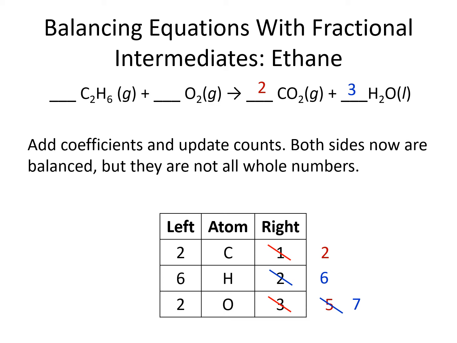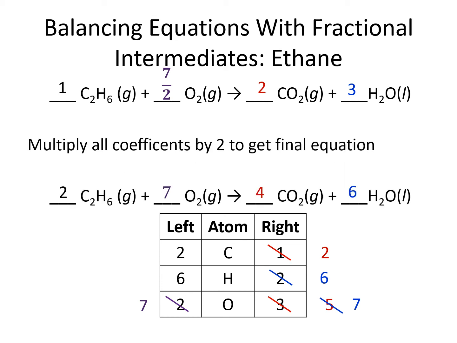The fraction we can put in that will give us 7 oxygen atoms on the left is going to be 7 halves. 7 halves times 2 equals 7, and that matches the 7 oxygens we have on the right-hand side. Now our equation is balanced, but it's not a whole number ratio.